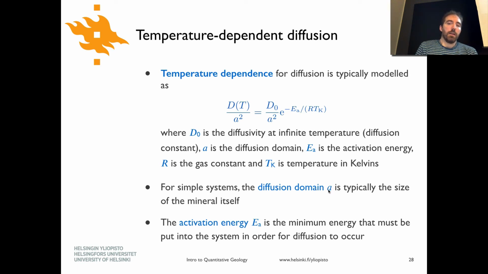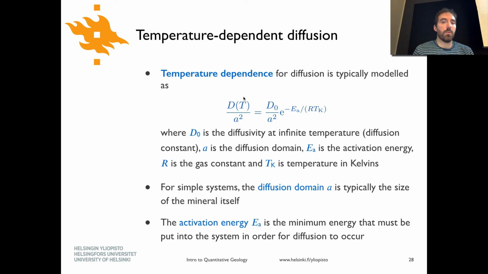The diffusion domain is typically the size of the mineral, so that's just what the A is there. And then the activation energy is the energy you need to put into the system to get the diffusion to occur at all. And so these are all things that can be measured in the laboratory from people who like to do these kind of experiments. And in the exercise for this week, you can look at the code and see the different values here. They're already in the code for you for different thermochronometers, but you can take a look and see kind of what typical values are here.